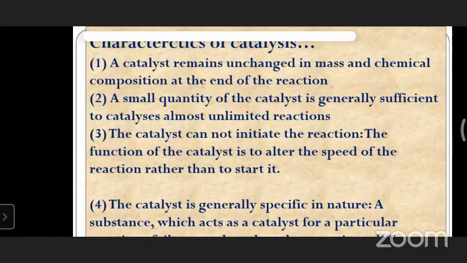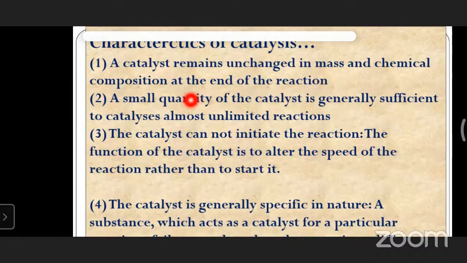But what are the characteristics? A catalyst remains unchanged in mass and chemical composition at the end of the reaction. Already we know that. So why? Because it's not involved in a chemical reaction. Because of that reason, there is no change in the composition and no change in the mass. After completion of the reaction, also there is no change in the mass and composition of a catalyst.